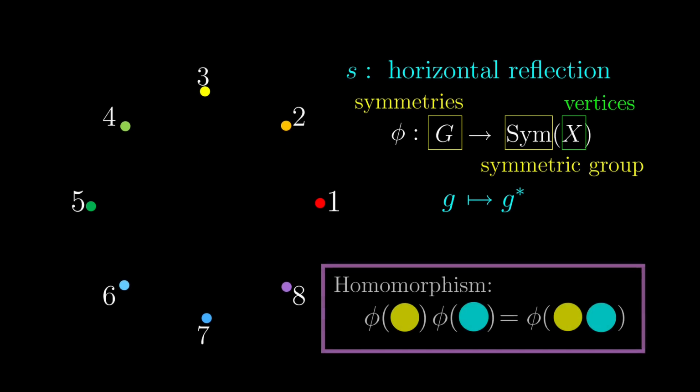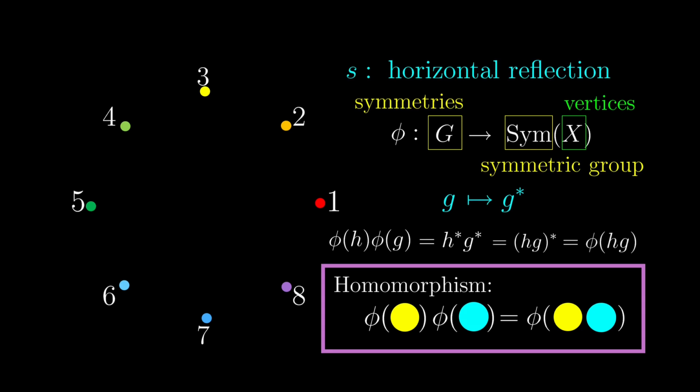However, this function is not just a normal function, it is specifically a homomorphism. Why? Consider phi of h, phi of g, which means that we are doing the permutation corresponding to g first, then do the permutation corresponding to h. This is a permutation corresponding to the symmetry hg. So this is just phi of hg. So it fulfills the definition of homomorphism that we discussed in the previous video in this series.